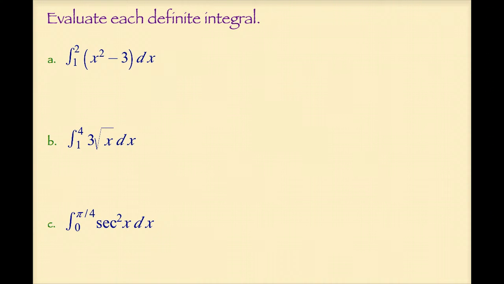Let's practice evaluating a few definite integrals. We have the integral from 1 to 2 of x squared minus 3 dx. The antiderivative then is going to be, if we add 1 to the exponent, x cubed over 3 minus, and the antiderivative of 3 of course is 3x. And then now we are going to plug in the endpoints of integration 1 to 2. So here is the antiderivative. Remember, this is now capital F of x.